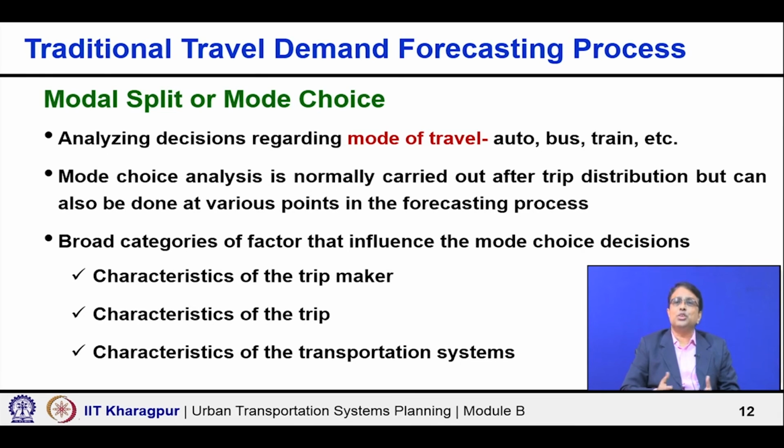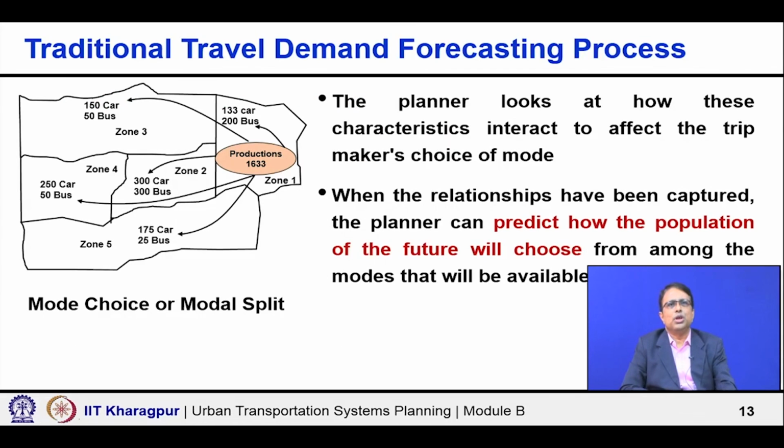Similarly, the characteristics of the transportation system: what is available, how the bus service is available, whether taxis or autos, shared modes are available, what is the travel cost, how much time it takes, all these are also going to influence the choice decision. So, the characteristics of trip makers, characteristics of the trip, and also the characteristics of the transportation system, all are going to influence the mode choice decision.